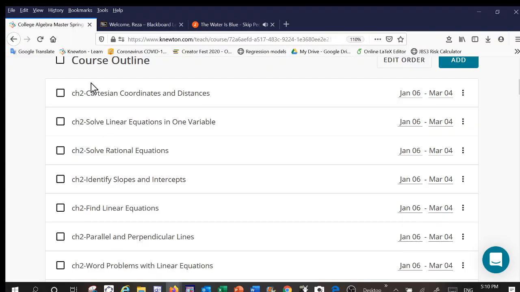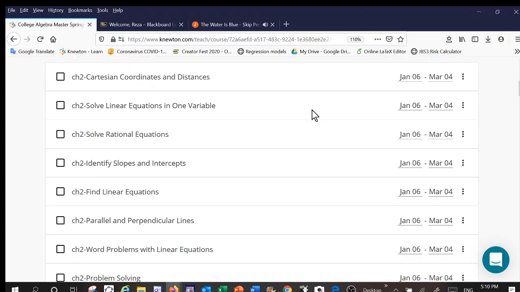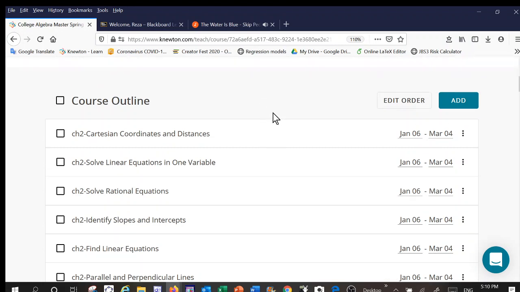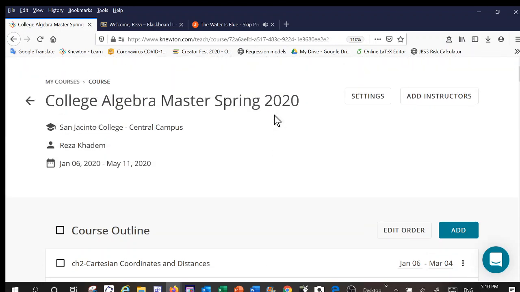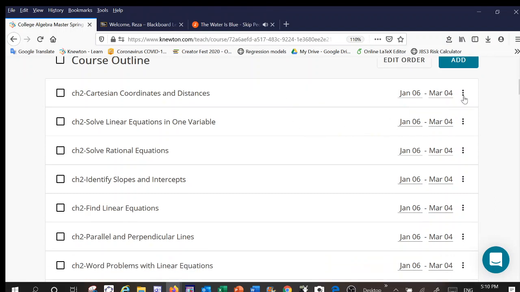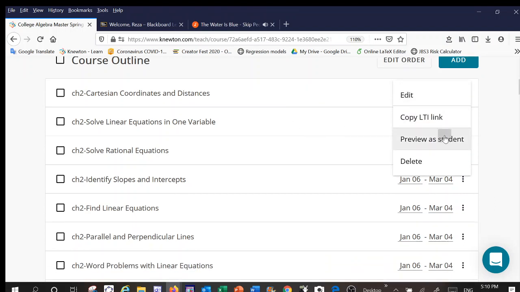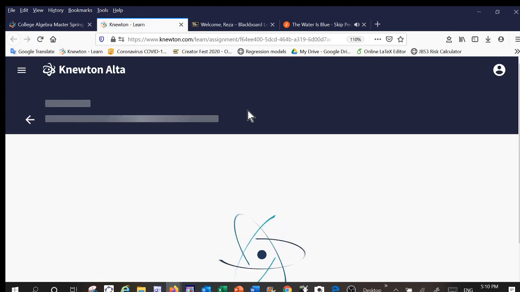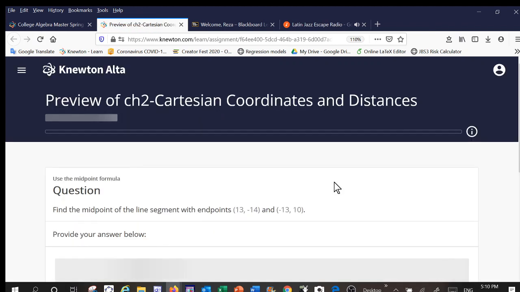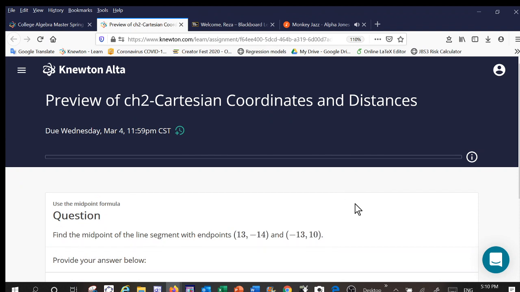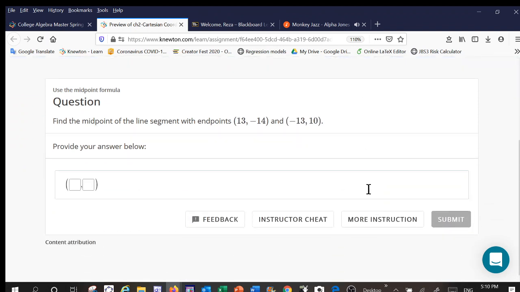I don't really need my picture to be there because it takes part of the screen and we need the whole screen. Okay, so let's just start with the first section in chapter 2. This is in Newton-Alta. Those are the assignments that you have to do. Here is the first one, and it's on the coordinate plane and the distance formula. It says find the midpoint of the line segment with the endpoints that are given.